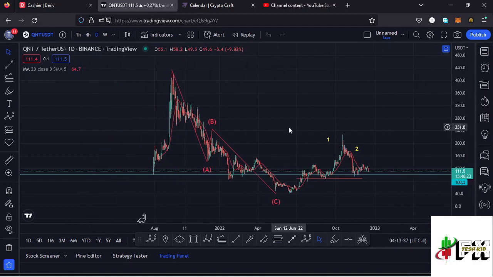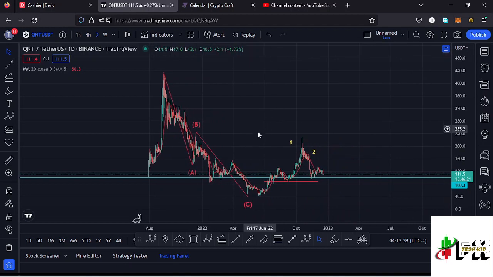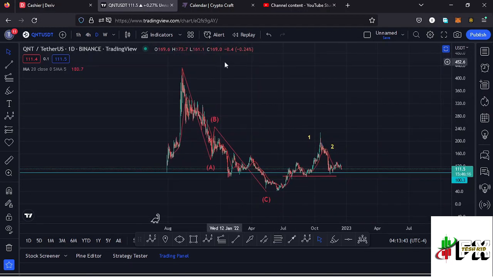basing my analysis on the Elliott structures, the Fibonaccis, and also the key areas of support and resistance. And allow me to kickstart the video here in the daily chart, giving you a brief of what has been happening here on the Quant chart.